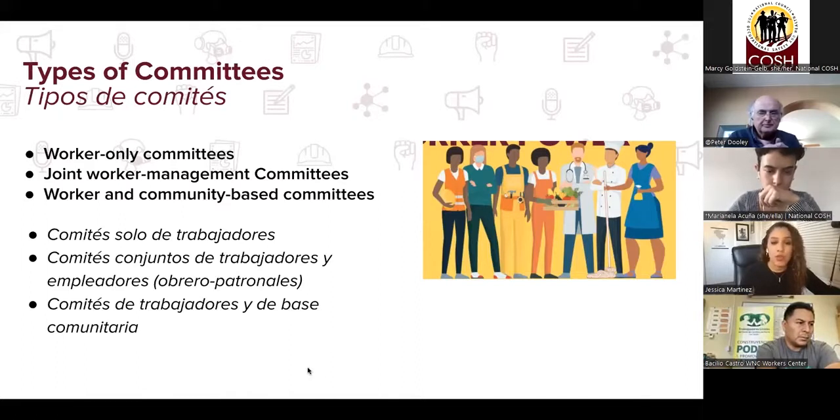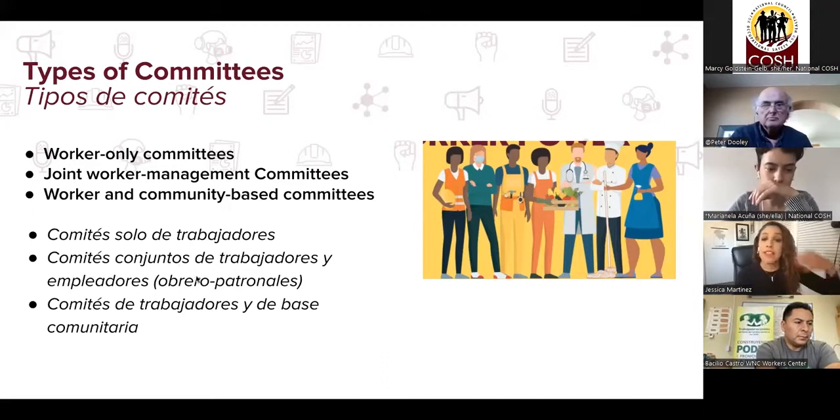It can also include workers with different employers or even different industries advocating for safety improvements in a region or in a city. One example of this is COSH groups, which consist of worker advocates. If you don't know what a COSH group is, I'm going to invite you to visit our website. They are coalitions on occupational safety and health, and we have over 25 member affiliates across the country.